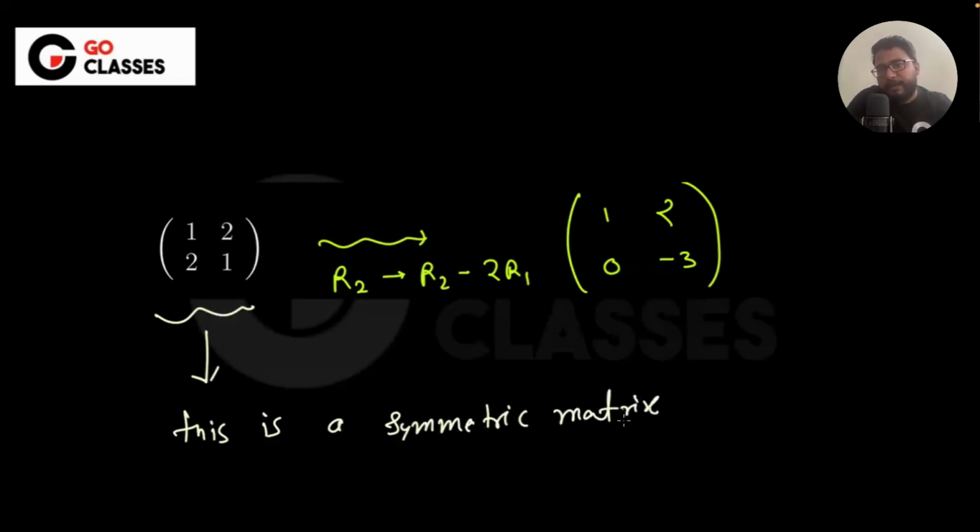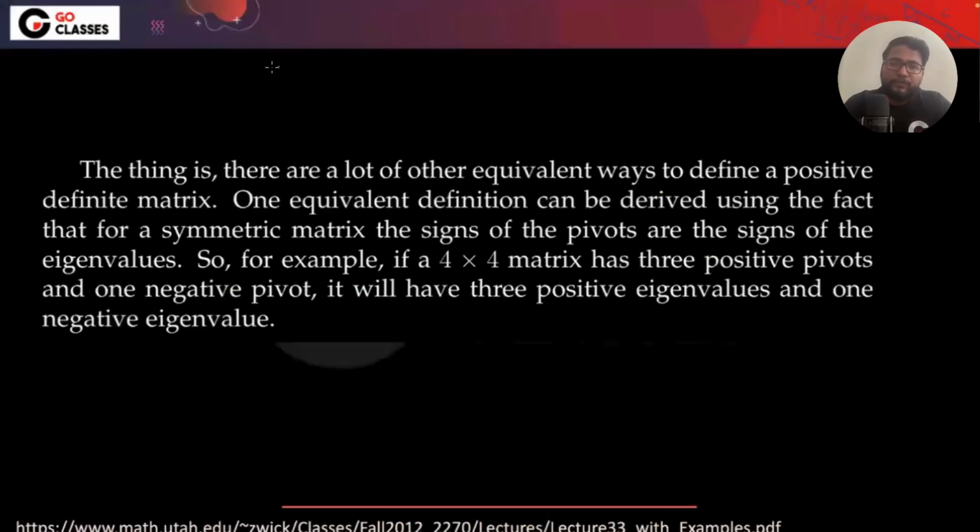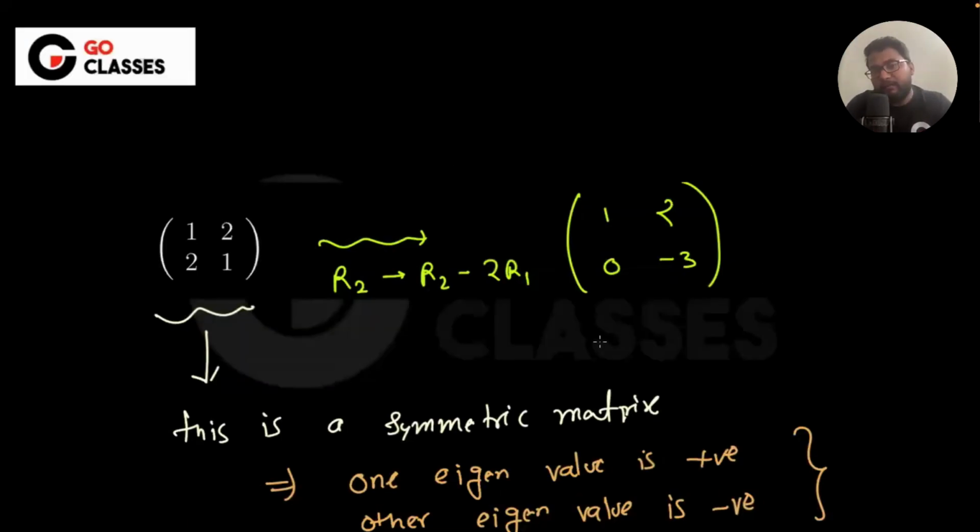If this is a symmetric matrix, then can I know the signs of the eigenvalues by looking at its row echelon form? Yes. Because this is a symmetric matrix, I can infer that one eigenvalue is positive, and the other eigenvalue is negative. Is this fine to everyone? Great. This is what we can infer given this matrix and its row echelon form. So basically, given any symmetric matrix, I can convert it to a row echelon form, and from there I can understand whether the eigenvalues are positive or negative.